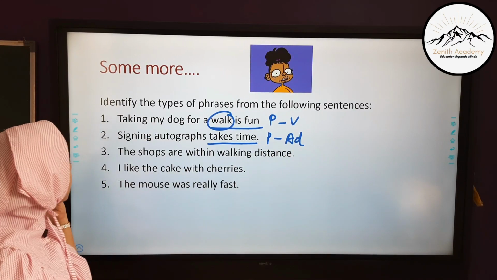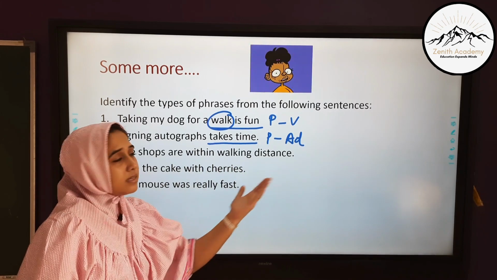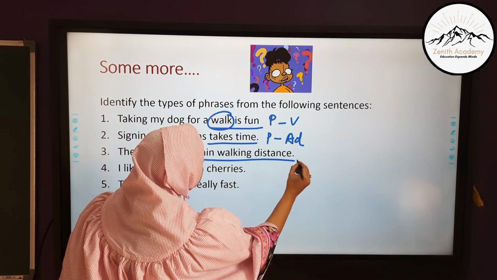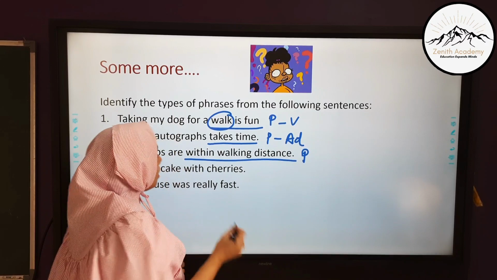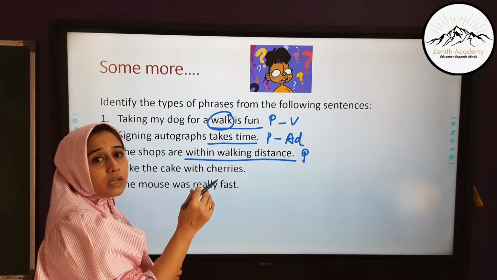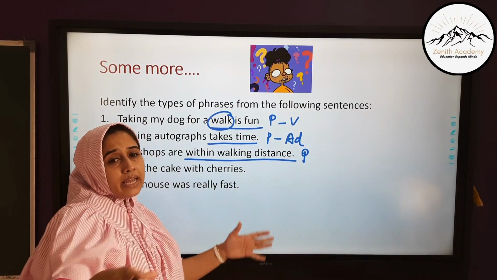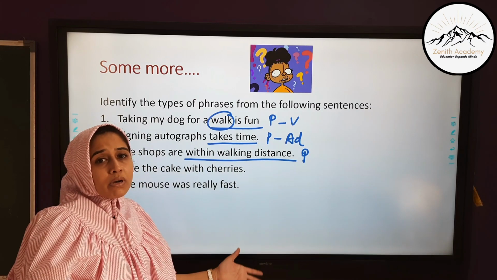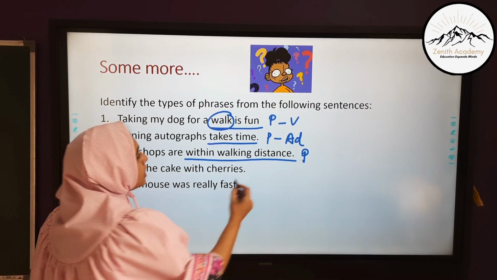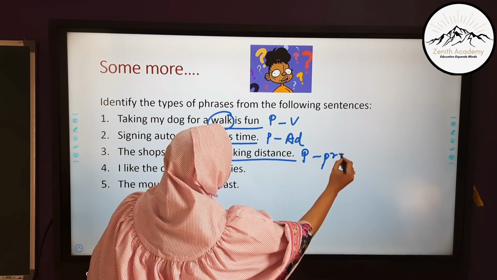The third example, the shops are within walking distance. So within walking distance is a phrase. Why? Within shows the area or the focus, or how far away it is. So it is a prepositional phrase.